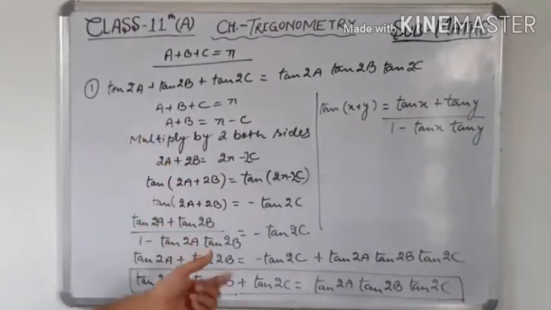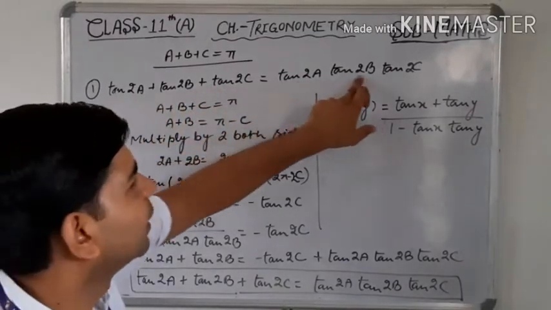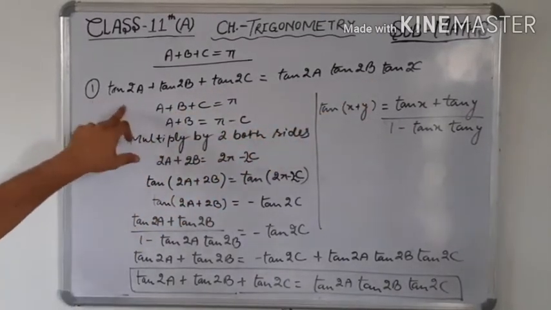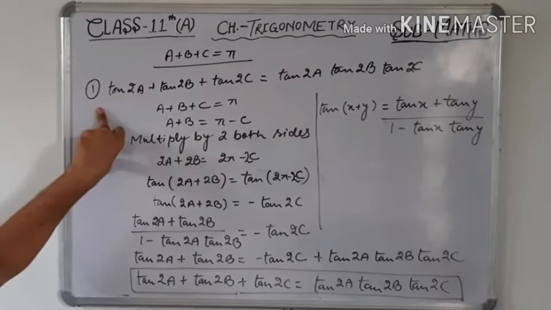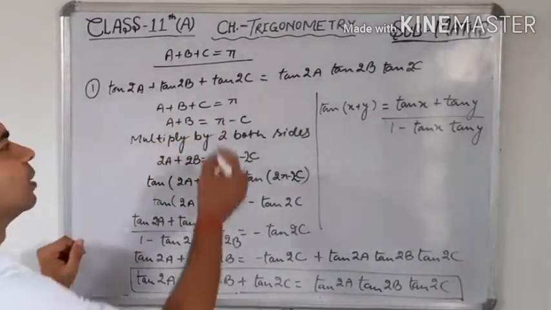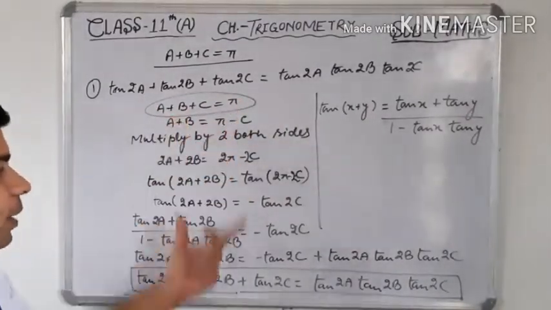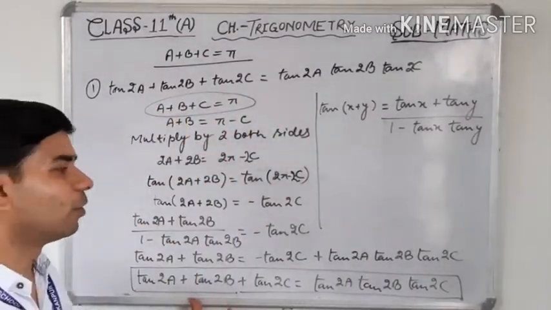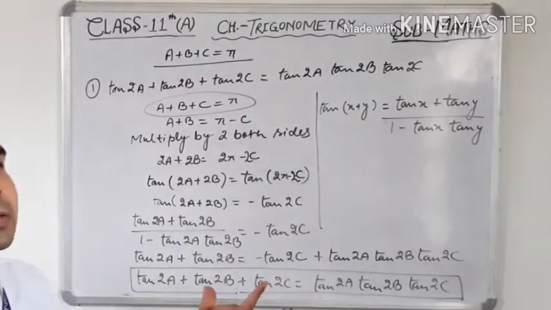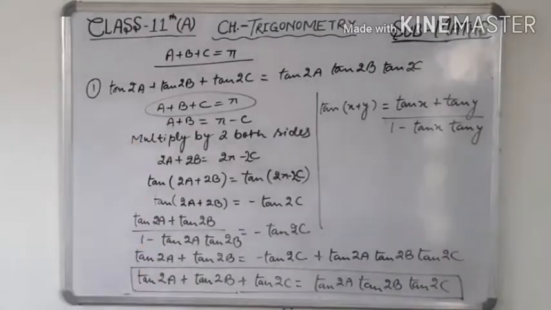This is the method to prove the questions containing the function tan. In these questions, we do not start from the left hand side, but we start the question from the given condition. And by following this method, we can prove every question of this type.